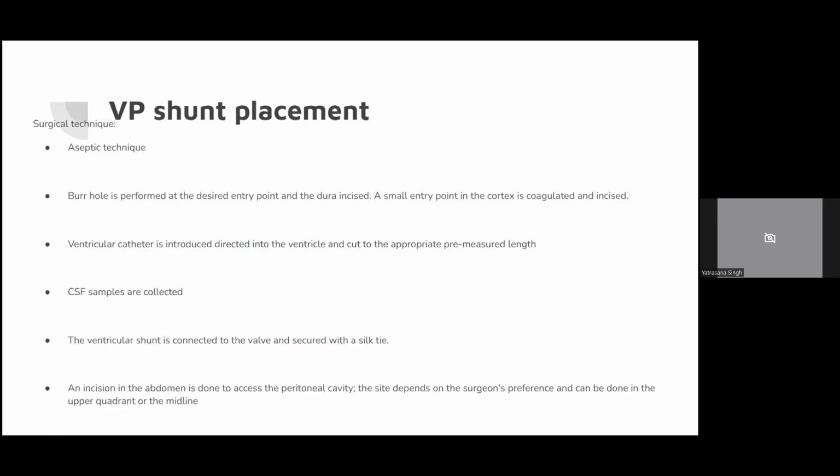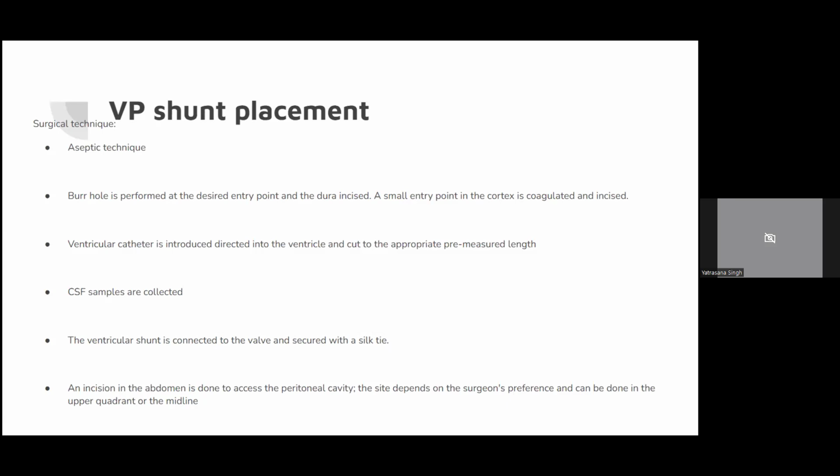In terms of the surgical technique, of course, this is done in an aseptic technique. The borehole is performed at any desired entry point that was previously mentioned, and the dura incised. The small entry point in the cortex is coagulated and incised. The ventricular catheter is introduced into the ventricle and cut to the appropriate pre-measured length. At this point in time, samples can be collected for the cerebrospinal fluid. The ventricular shunt is connected to the valve and secured with a silk tie.